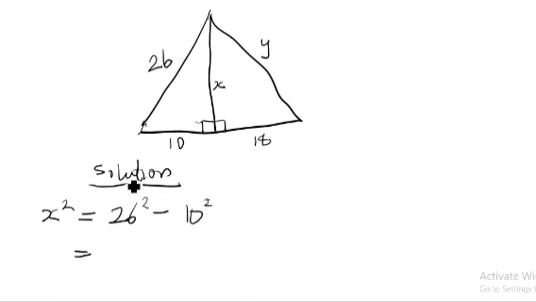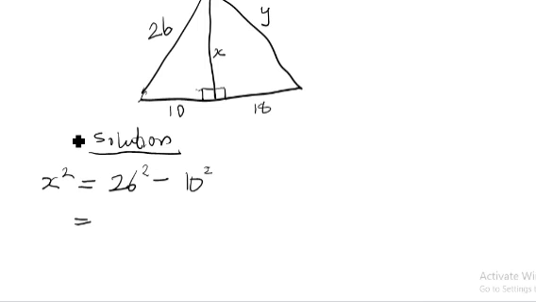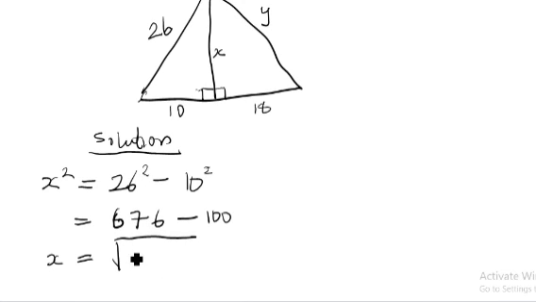I'll have x squared equals the hypotenuse squared, which is 26 squared, minus 10 squared. 26 squared gives you 676, minus 10 squared, which is 100. And I'll have x become the square root of 676 minus 100, which gives 576, and this gives us 24.